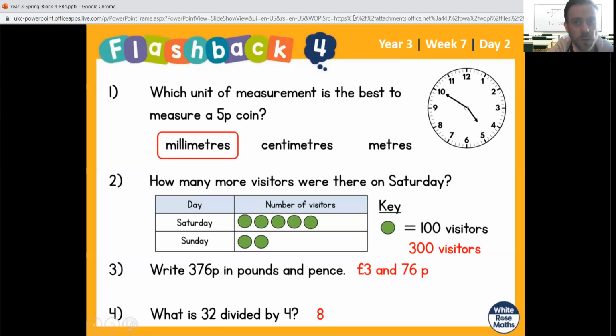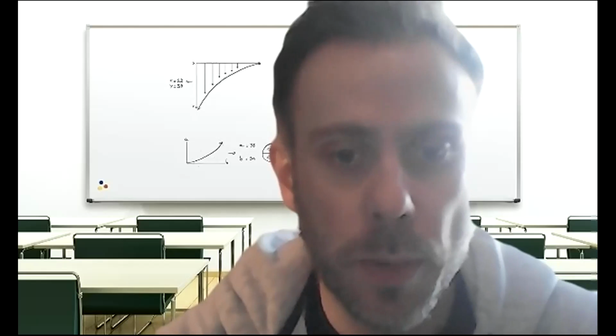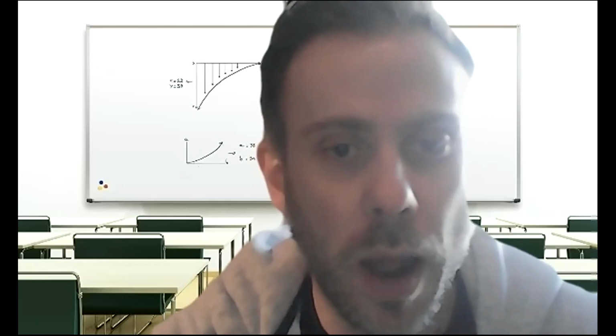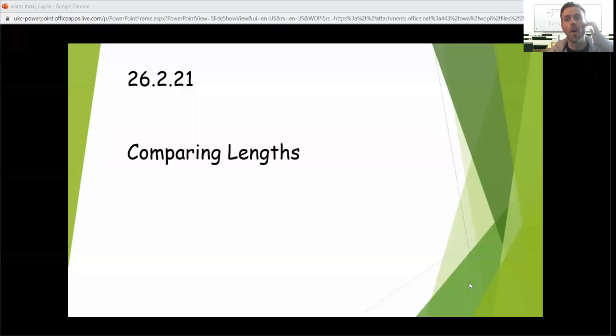Okay, well done if you got all those flashbacks right. Next up, we're going to do our power maths. And today's power maths stuff is about comparing lengths. So we've thought a lot about meters, centimeters, millimeters. We've thought about ones which are equivalent, which are equal, which are the same. Now we're going to do some comparing of them. So should be pretty straightforward. Let's try and find out.